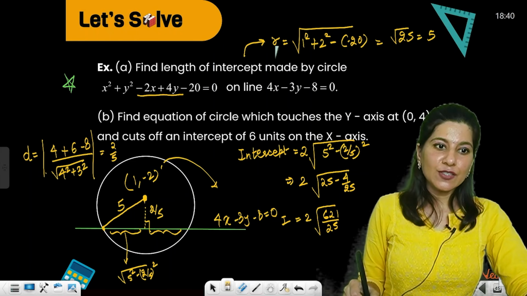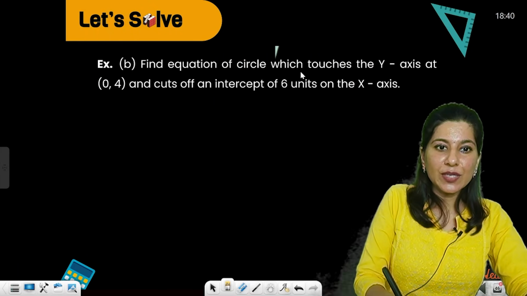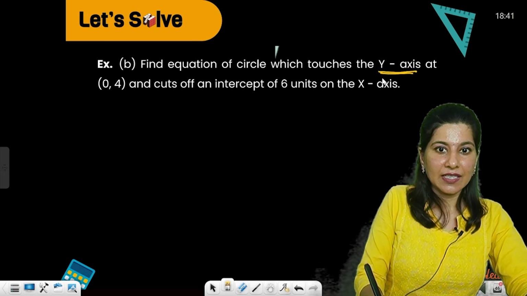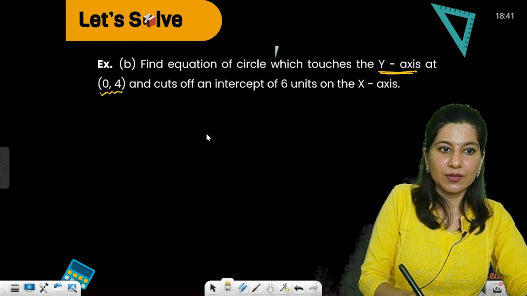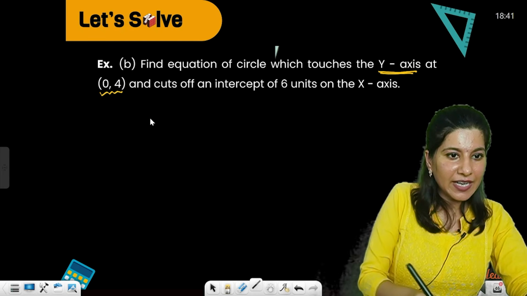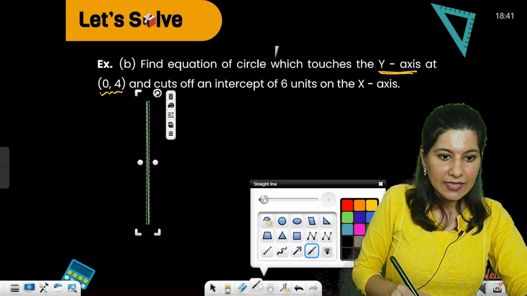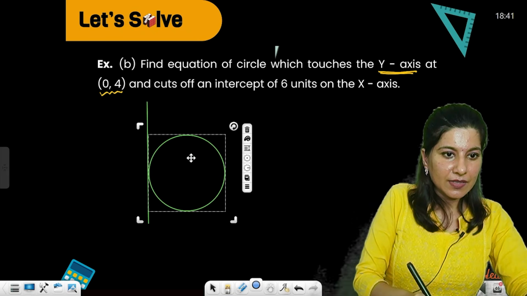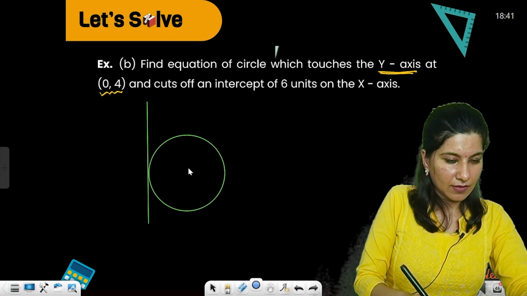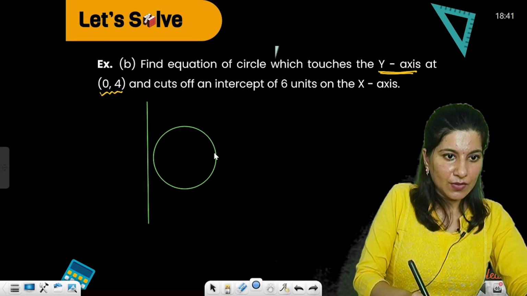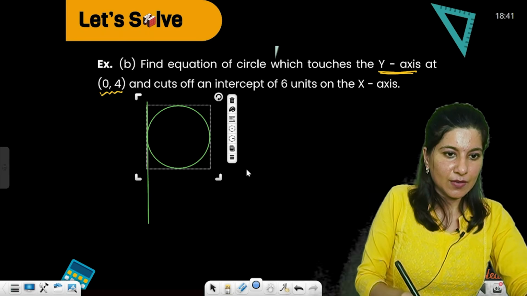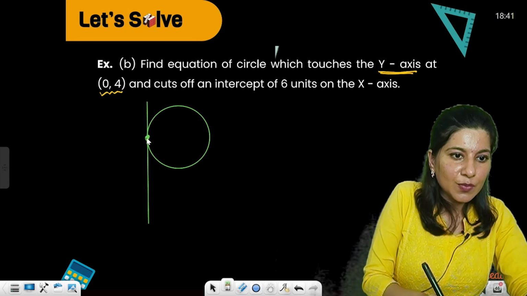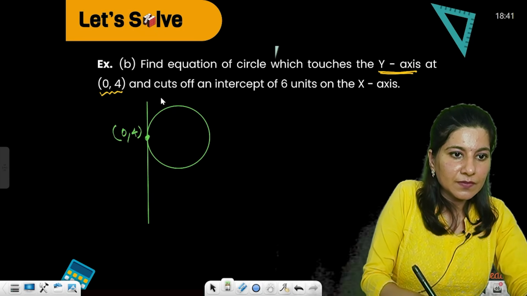Now, let us talk about the next question. Find the equation of a circle which touches y-axis at 0, 4. Okay. So, again, draw the diagram. This is your line, y-axis. This is your circle. Circle will look like this. Okay. Perfect. So 0, 4 is this point. This is y-axis.